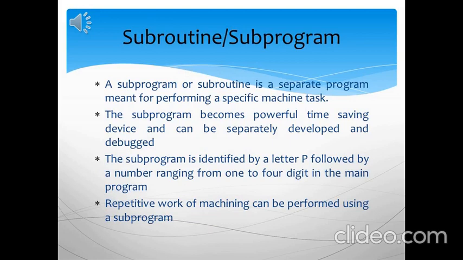Subroutine or subprogram. A subprogram or subroutine is a separate program meant for performing a specific machine task. The subprogram becomes a powerful time-saving device and can be separately developed and debugged. The subprogram is identified by a letter P followed by a number ranging from 1 to 4 digits in the main program. The repetitive work of machining can be performed using a subprogram.